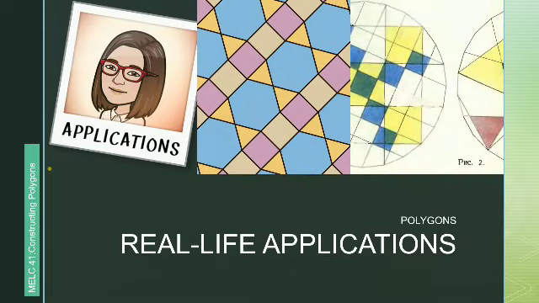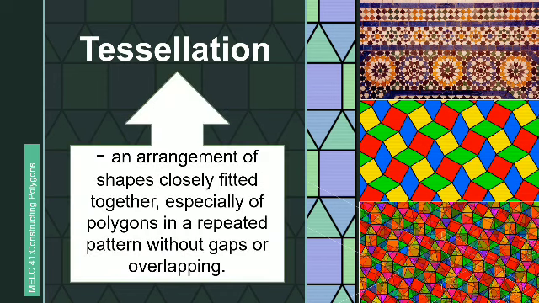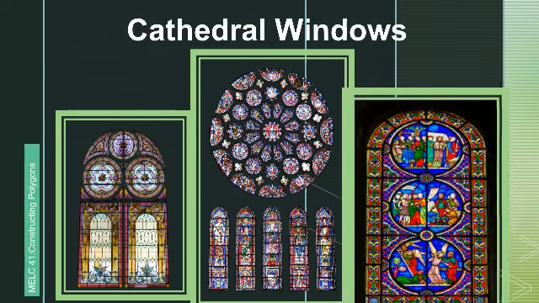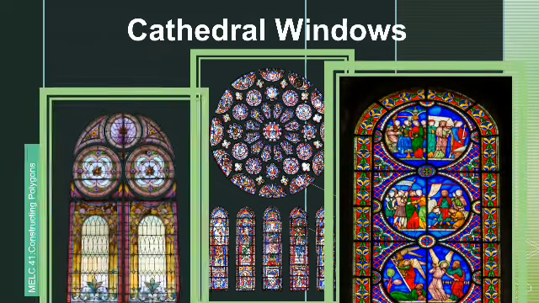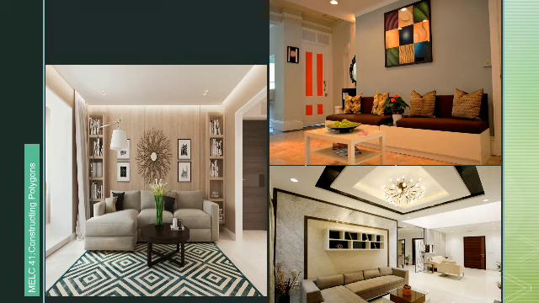Let's now take a look at some applications of polygons in real life. One of the applications of polygons is through tessellation, which is the arrangement of shapes closely fitted together, especially of polygons in a repeated pattern without gaps or overlapping. Here are some examples of tessellation. Tessellation is applied in making cathedral windows just like this and this. You can also see tessellation in the design of pavements and floor tiles.